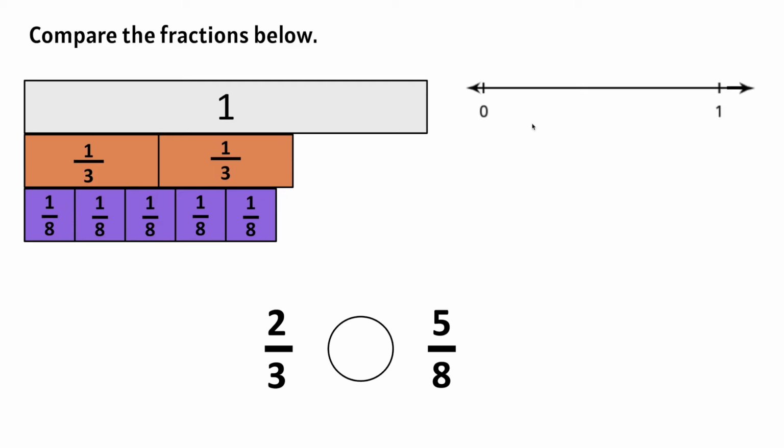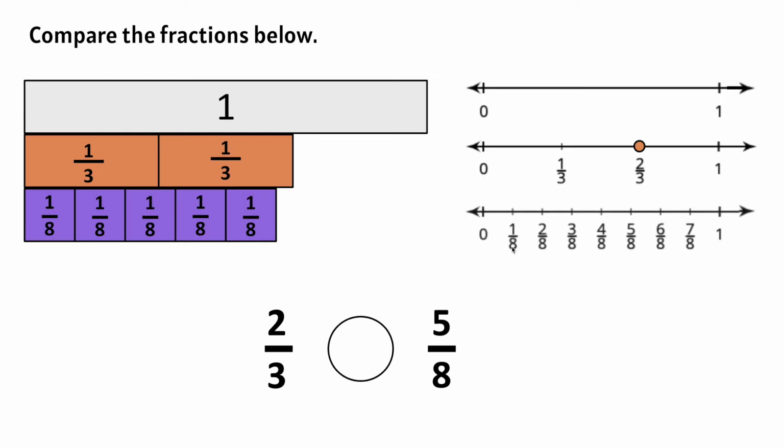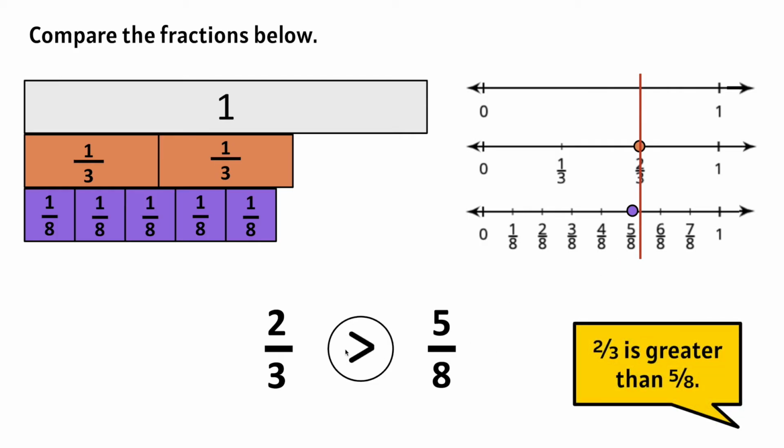Let's take a look at a number line. This number line has 0 to 1 whole. We will use this as a reference point. Now let's take a look at this number line. This number line has 1, 2, 3 equal parts. 1/3, 2/3, just like 2/3 here. Now let's create another number line with 8 equal parts. We need 5/8. We notice that 2/3 is slightly greater than 5/8. So we can say 2/3 is greater than 5/8.